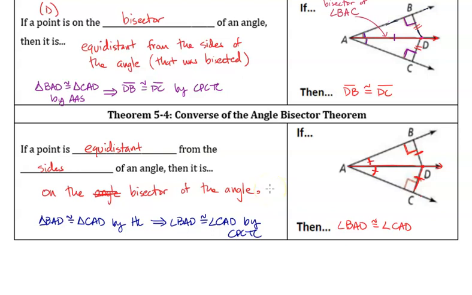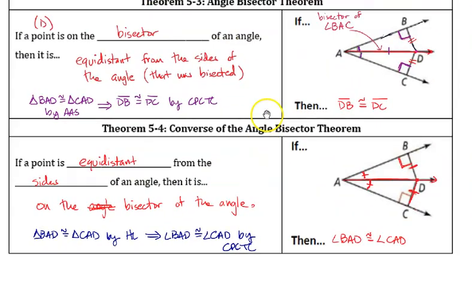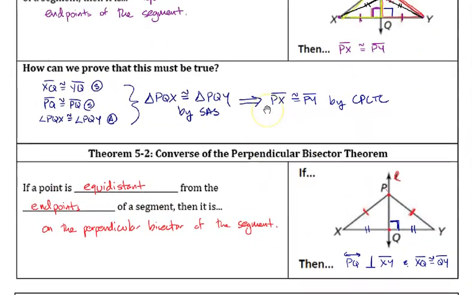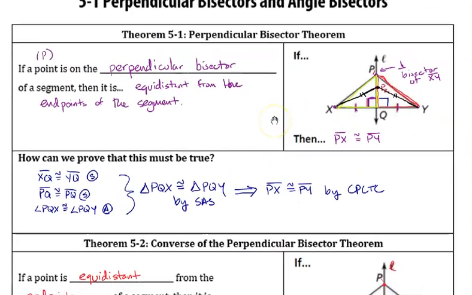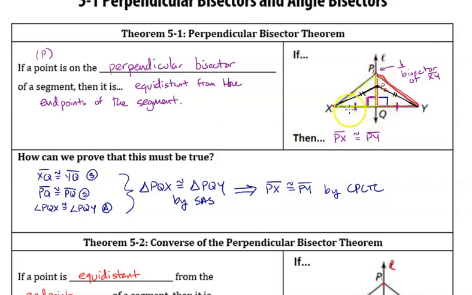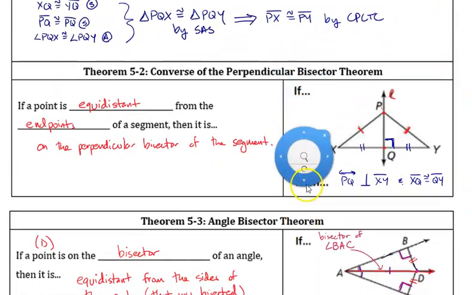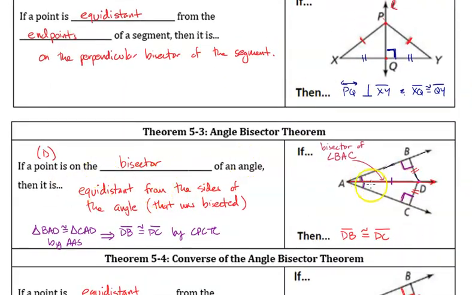So we have, it's technically 4 theorems in this section, but you can see it's really just 2 with the converse of each one. We had the perpendicular bisector theorem. Let me just scroll up and see that. When a point is on the perpendicular bisector of a segment, it's going to be equidistant from its endpoints. And we had the angle bisector theorem, which says if a point is on the bisector of an angle, it's going to be equidistant from the sides of the angle. And then we had the converses of both those theorems.